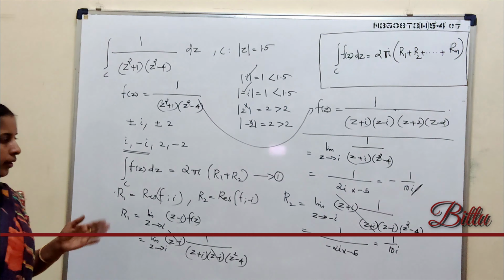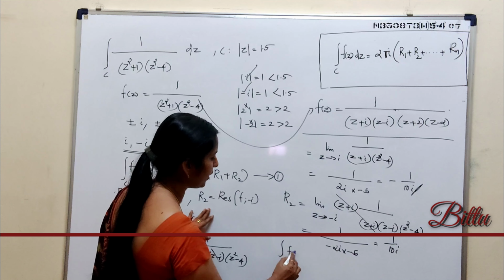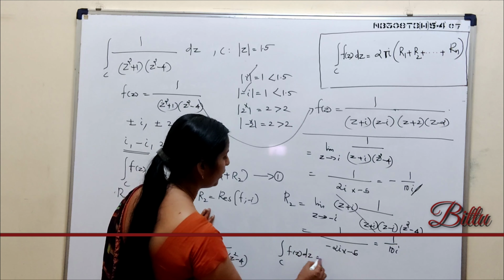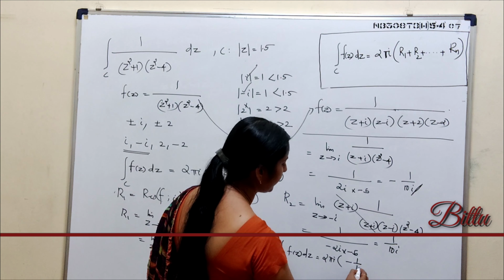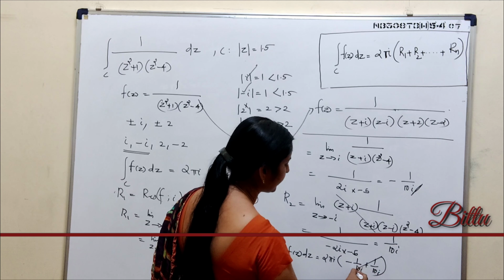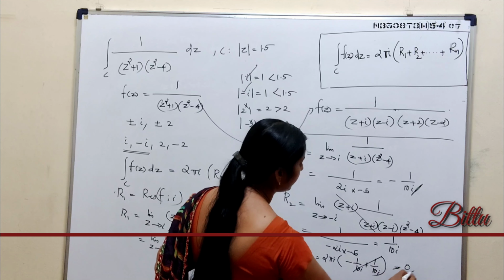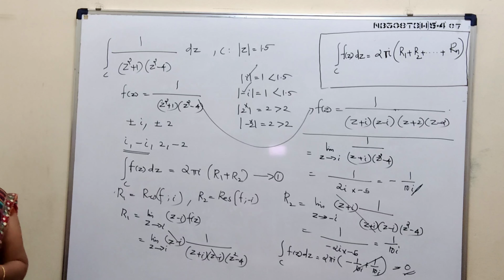You put R1 and R2 in equation number 1. You can see the integral over C of f(z) dz is 2 pi i into (minus 1 by 10i plus 1 by 10i). So this will cancel and the answer becomes 0. So the value of the given integral is 0.